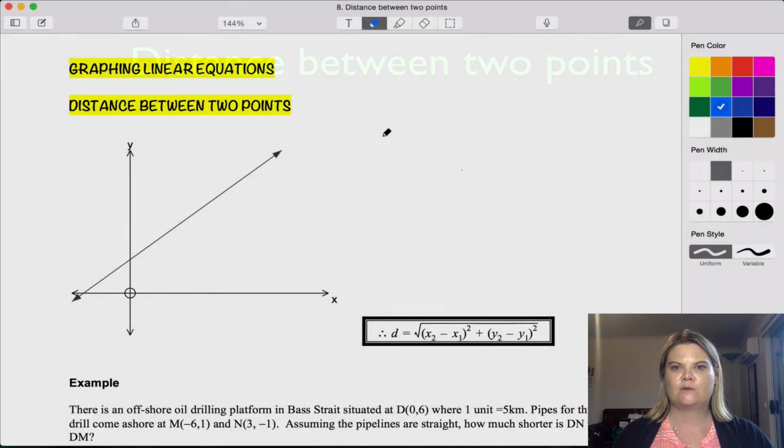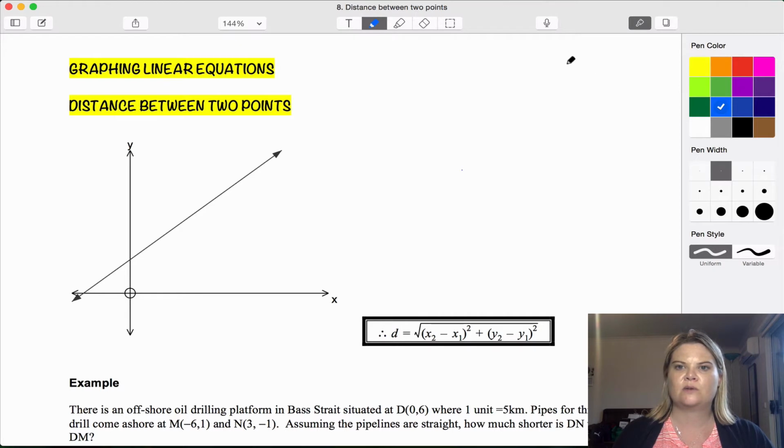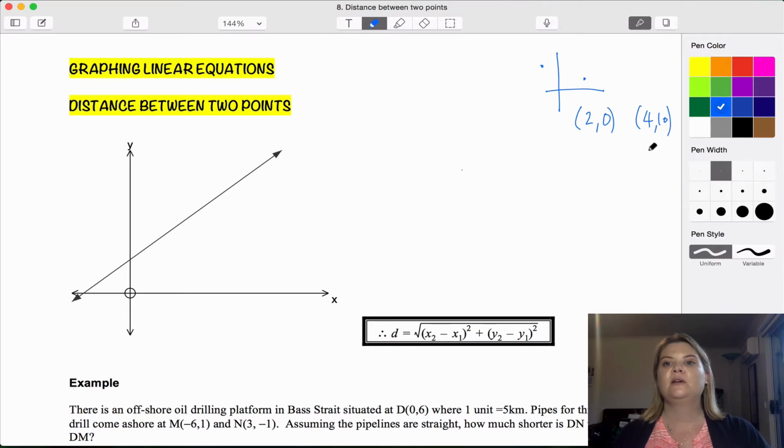Now this formula that I've got down here in a box is most useful when you are given 2 points. You might be given 2 points in the plane like this with the coordinates and you need to find the distance between the two. Or you might be given 2 points written like this, and 4, 10, just made two up for you, without a graph, but you've just been given the two coordinate points and you need to find the distance between those 2 points.